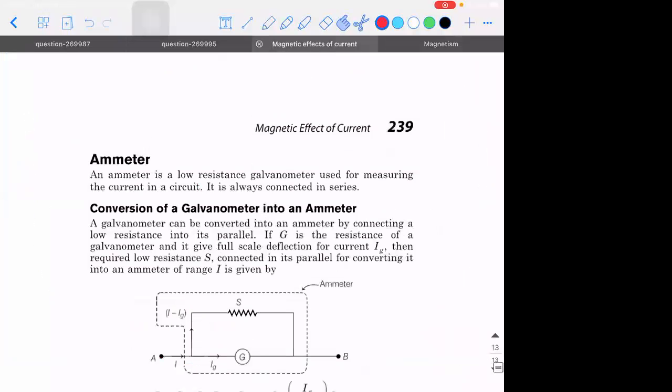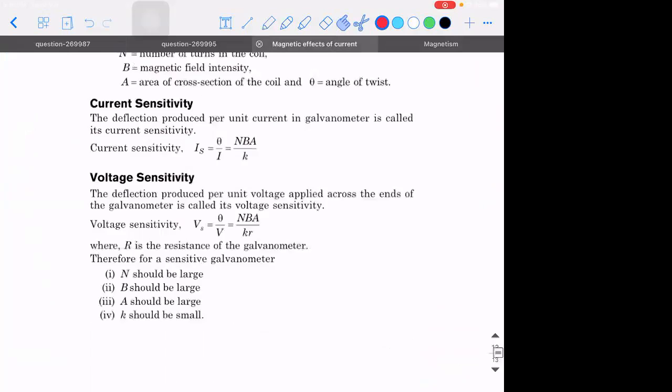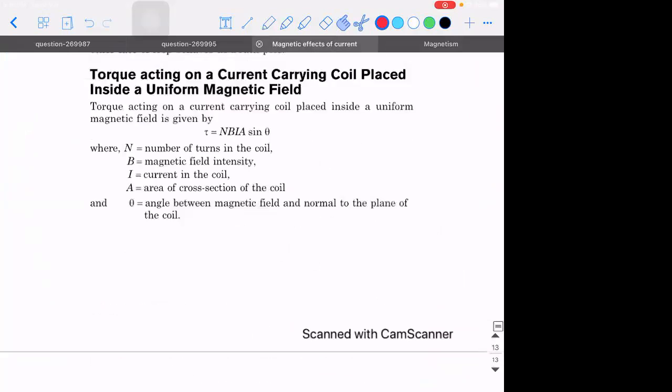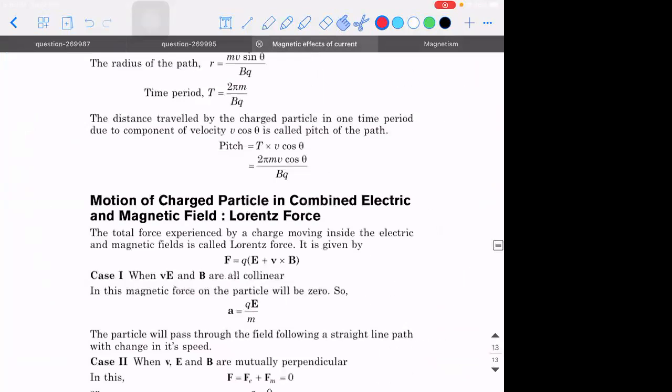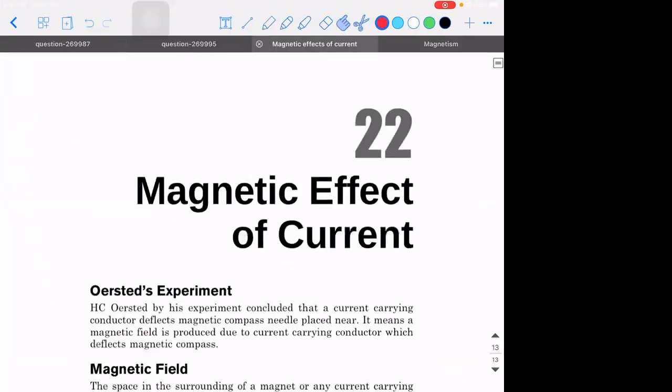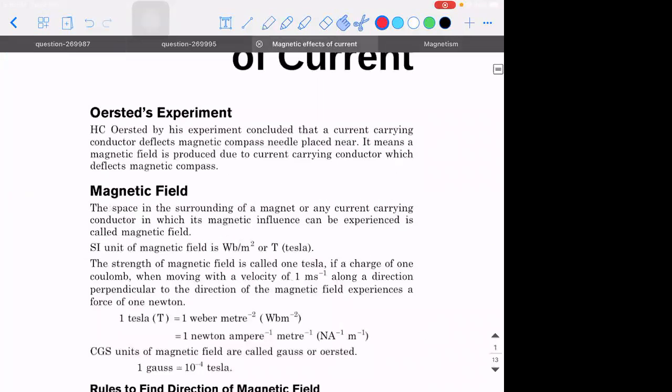So today our topics of discussion are magnetic effects of current and magnetism. I'll just give a quick brush up, then we'll do some problems from the worksheet that I've shared. Then we'll go to magnetism.